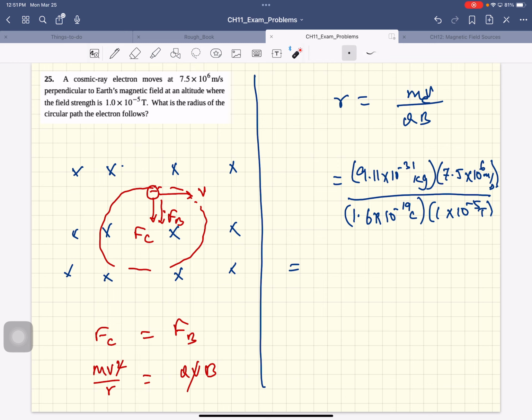All right, let's take care of powers of 10. That gives you 10 to the minus 12, 10 to the minus 7, 10 to the minus 1. So 0.911 into 7.5 divided by 1.6 into 1. And this is a radius, so it'll come out in meters. Okay. So this electron is going in this Earth's magnetic field. And remember, it's traveling at 2% the speed of light. It's at 2.5% the speed of light, actually.